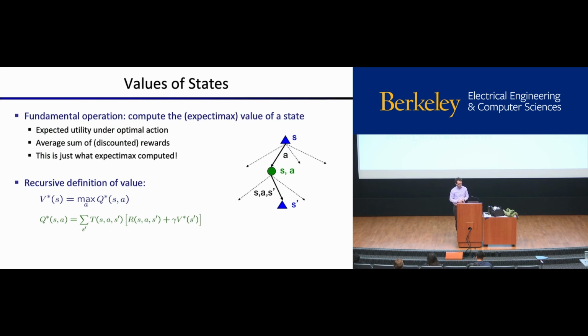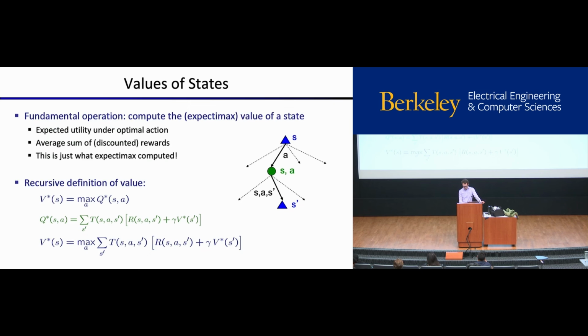There it is again. So now we have this expression for V star in terms of Q star and an expression for Q star in terms of V star. Anyone seeing where this is going? We can put one inside the other. We get an expression for V star in terms of V star. So now we have this recursive definition of value. And this is very simple.